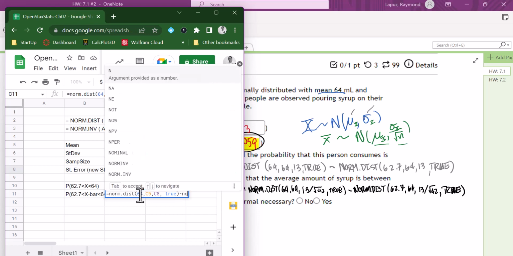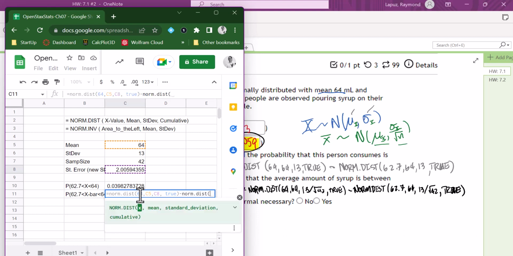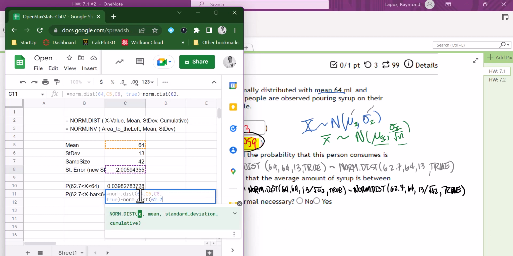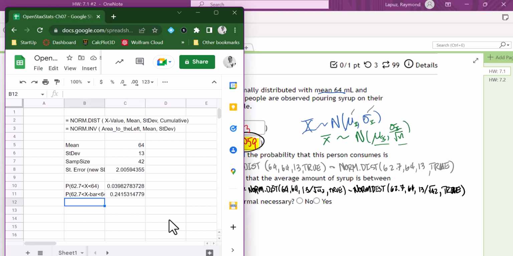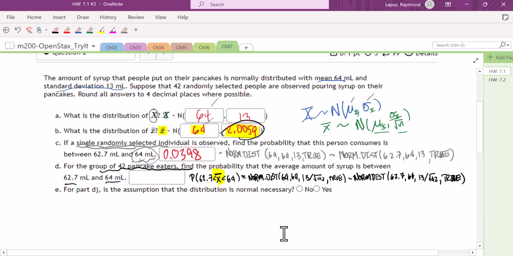But we want to subtract out norm.dist, and then here we have 62.7, and then the mean is the same. The standard deviation is the standard error of estimate, and then true. And then notice that we get a different answer here. It's 0.24, and then 2415, and then there's a 3 there, so we keep 2415 as our rounded off to 4 decimal places. So 0.2415.